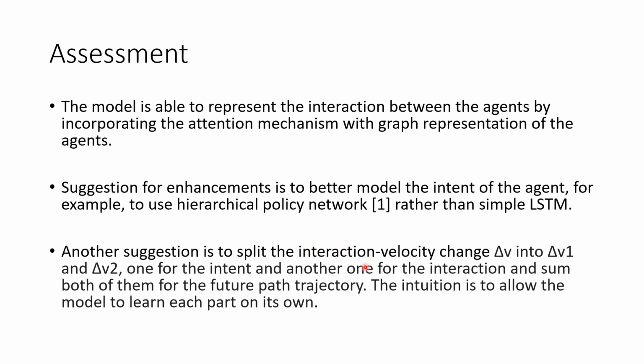Another suggestion is to split the interaction velocity change, which is delta V, into 2 parts, V1 and V2. So one for the intent and the other one for interaction, so that both of these are independently added to the summation with the position and inertia for the future path trajectory. The intuition is to allow the model to learn the intent and the interaction separately, therefore hopefully better representing them.